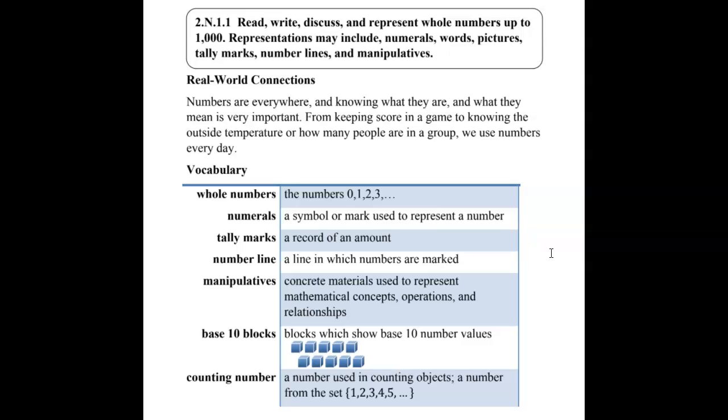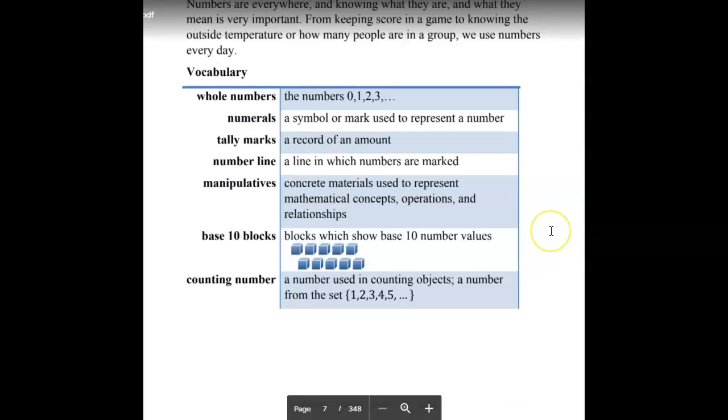Manipulatives can be anything you use to count with. It can be toys or lollipops, anything that you can move around, that's a manipulative. Base 10 blocks, you're going to have to learn how to work with base 10 blocks. And if you've done IXL before, they have you do stuff with base 10 blocks, so you might have worked with them before. And then the counting number. The counting number is kind of like your whole numbers or your numerals. It's just 1, 2, 3, 4, 5, what you count with, okay?